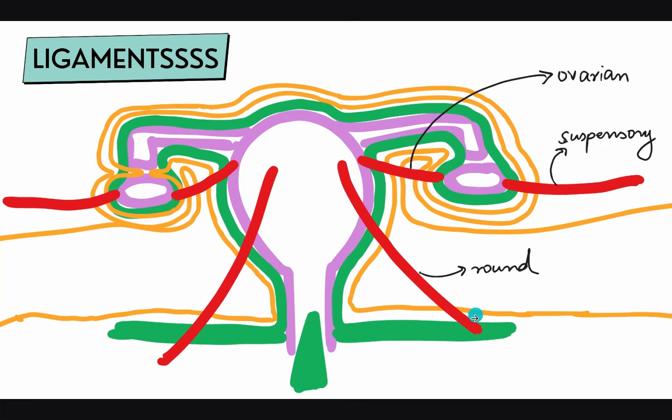So if there's a weakness in the round ligament, what do you think will happen? Exactly. So there will be retroflexion. All right. Another important thing that I want to mention is that the round ligament and the ovarian ligament are derivatives of the embryological structure, which is the gubernaculum.